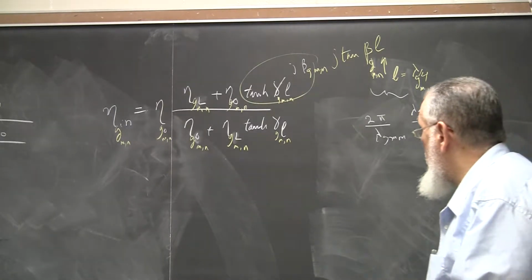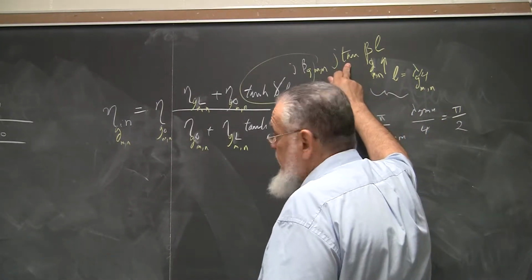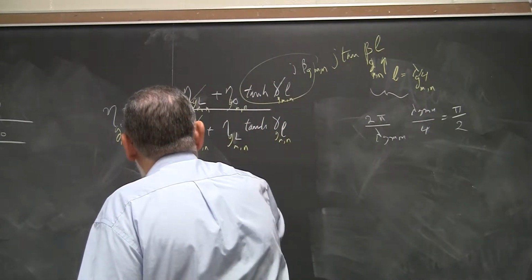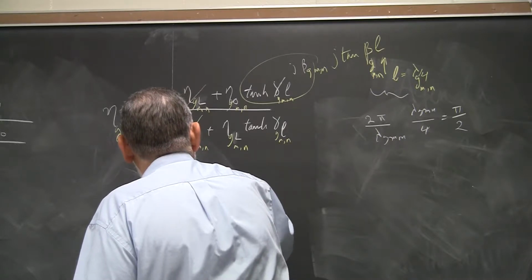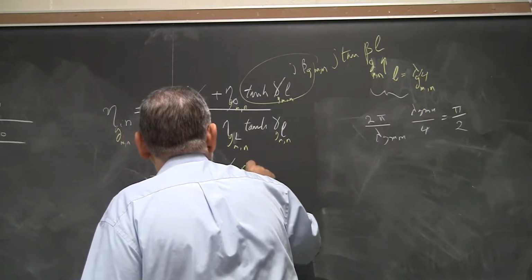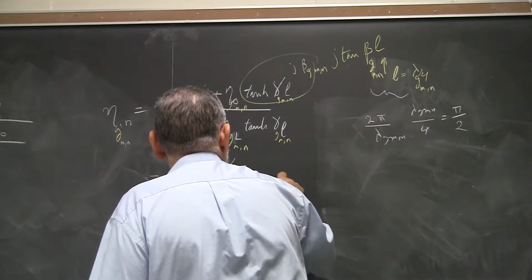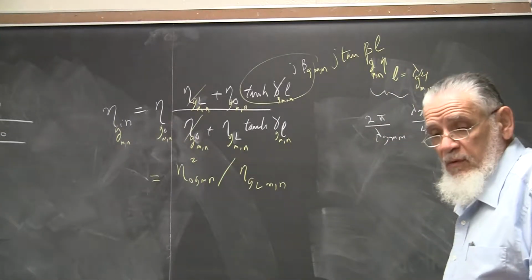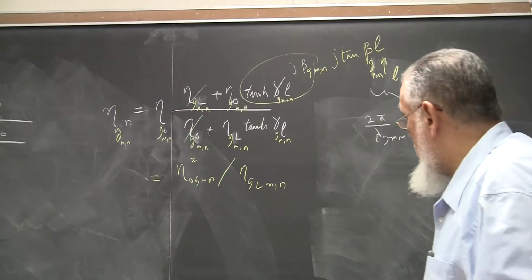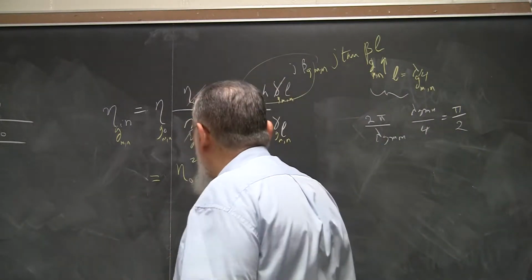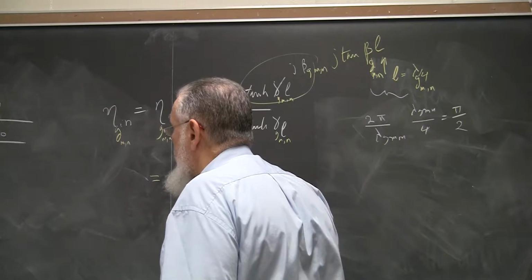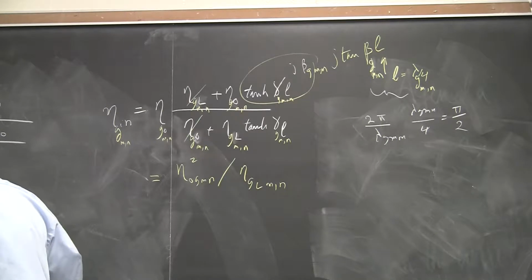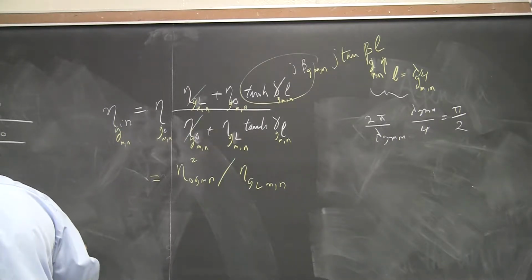When you have pi over 2 here, that means the tangent of pi over 2 blows up to infinity. That means you ignore this part and you ignore that part, and you end up with eta naught guide MN squared divided by eta guide load MN. We've seen that before. That's for the lambda by 4 line. So if I use a lambda by 4 line, I can use it as a transformer between two different impedances. So what I need to do for this one here is make L of the matching section equal to lambda guide MN over 4.